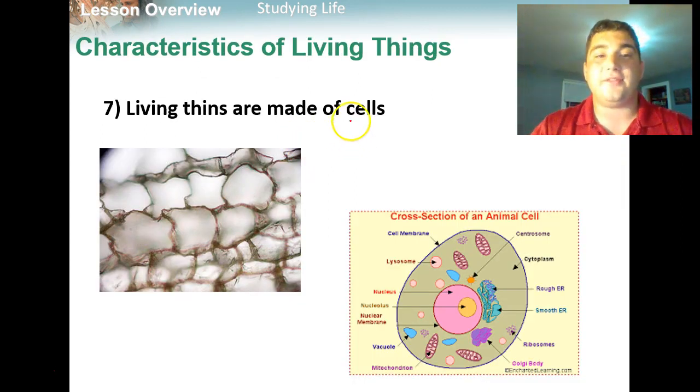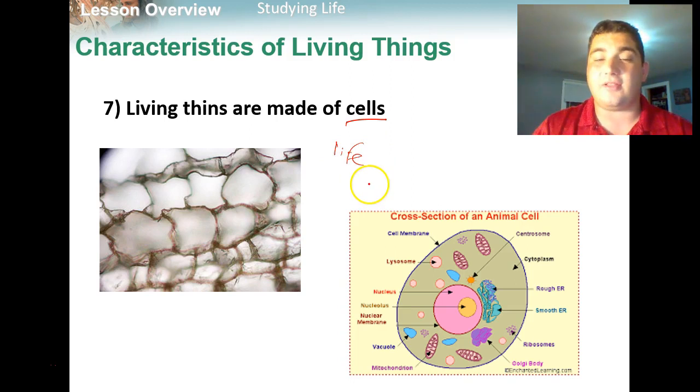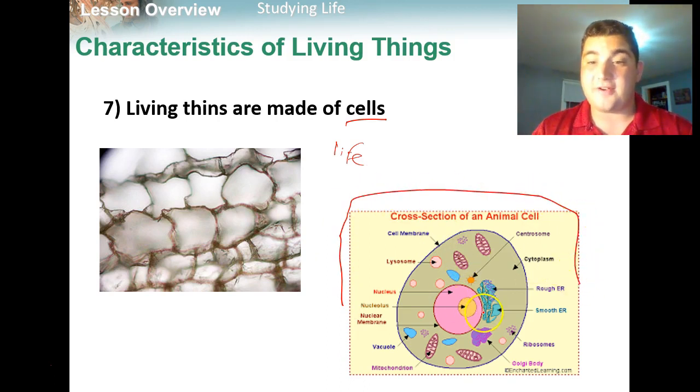Number 7, living things are made of cells, okay? We will talk plenty about this, but a cell is the basic unit of life. When we start talking about life, we can't break it down any smaller than a cell. This right here is a little diagram of your basic cell anatomy, which we'll talk about.